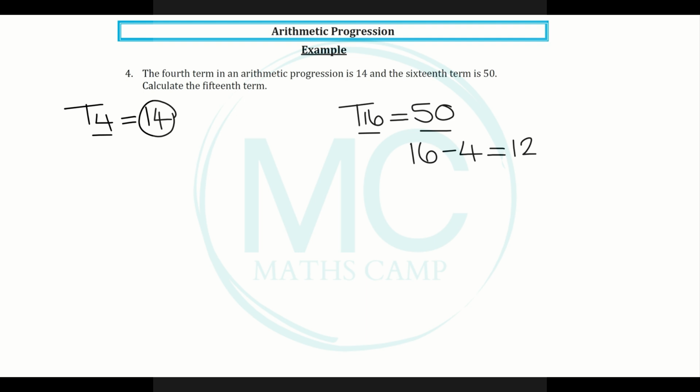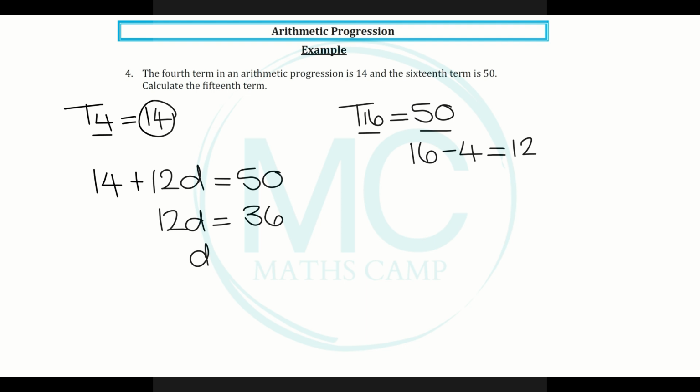So now I can say the term 4, 14, plus 12D is equal to the 16th term, which is 50. Let's move 14 to the right. I have 12D is equal to 50 minus 14, which is 36. Divide both sides by 12, and we see that D is equal to 3.